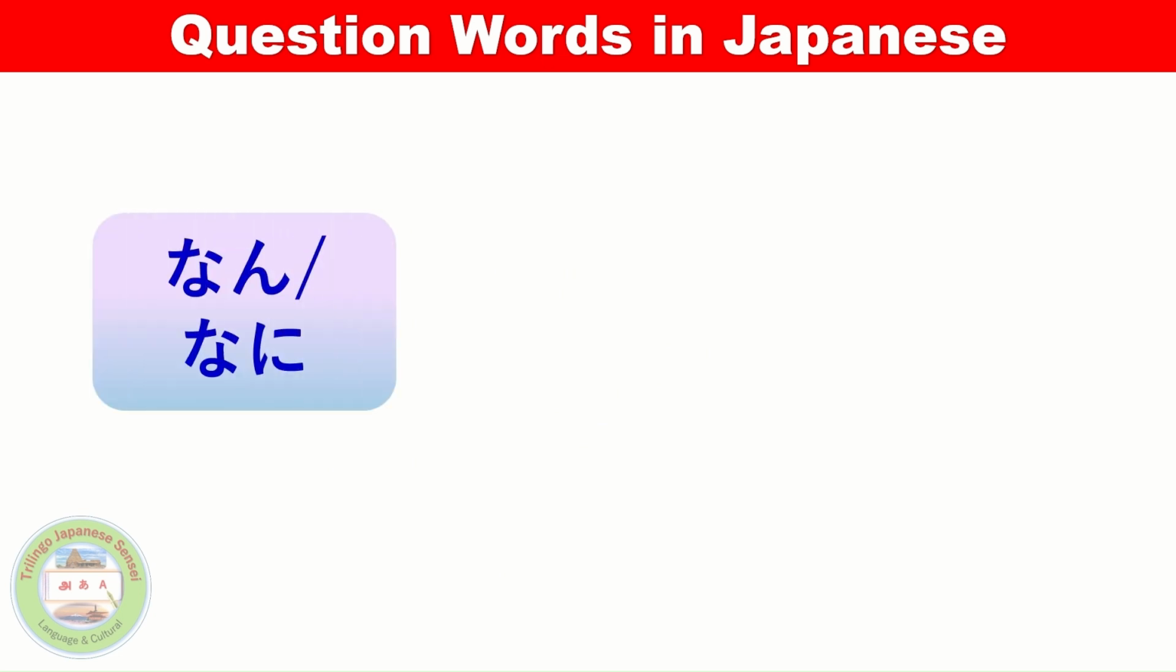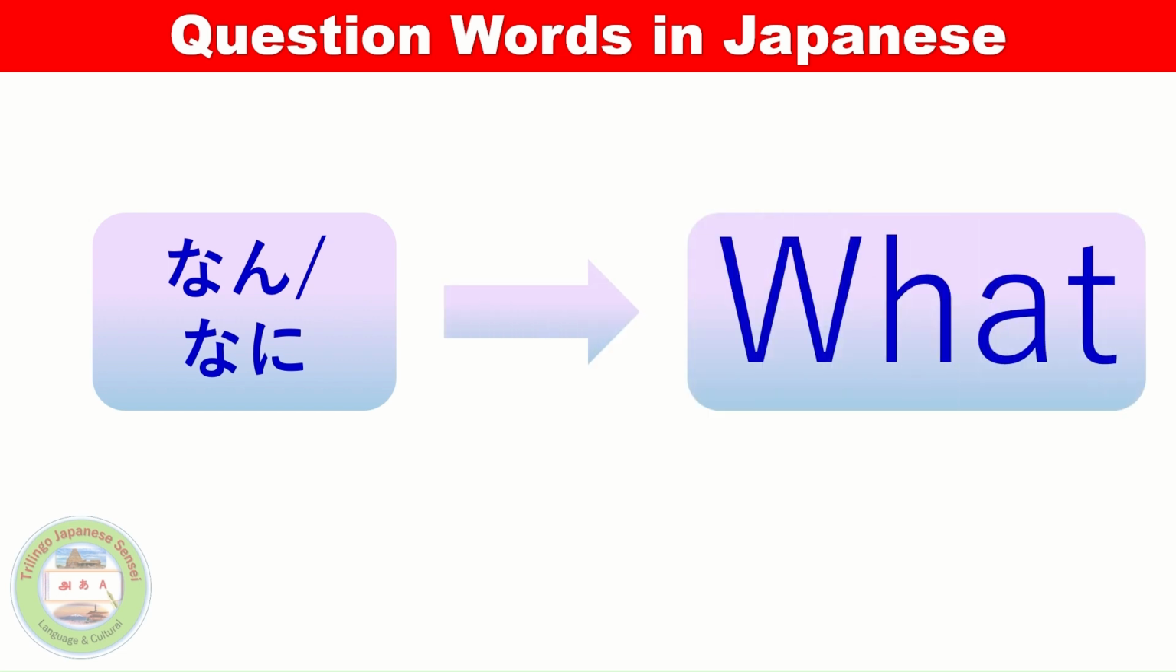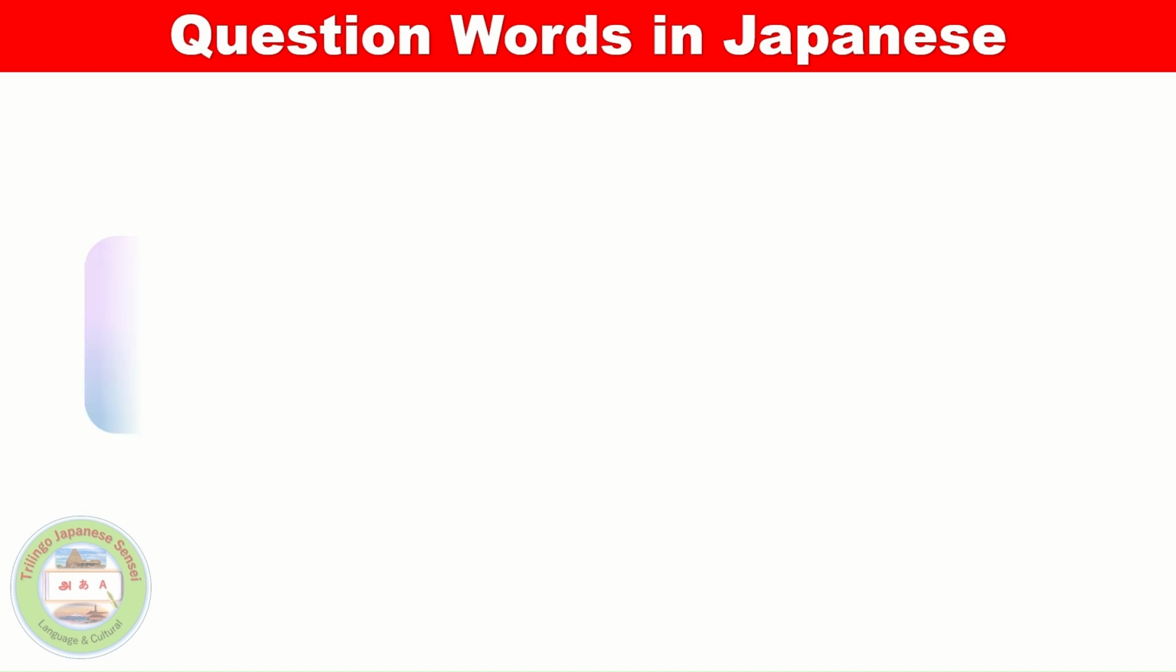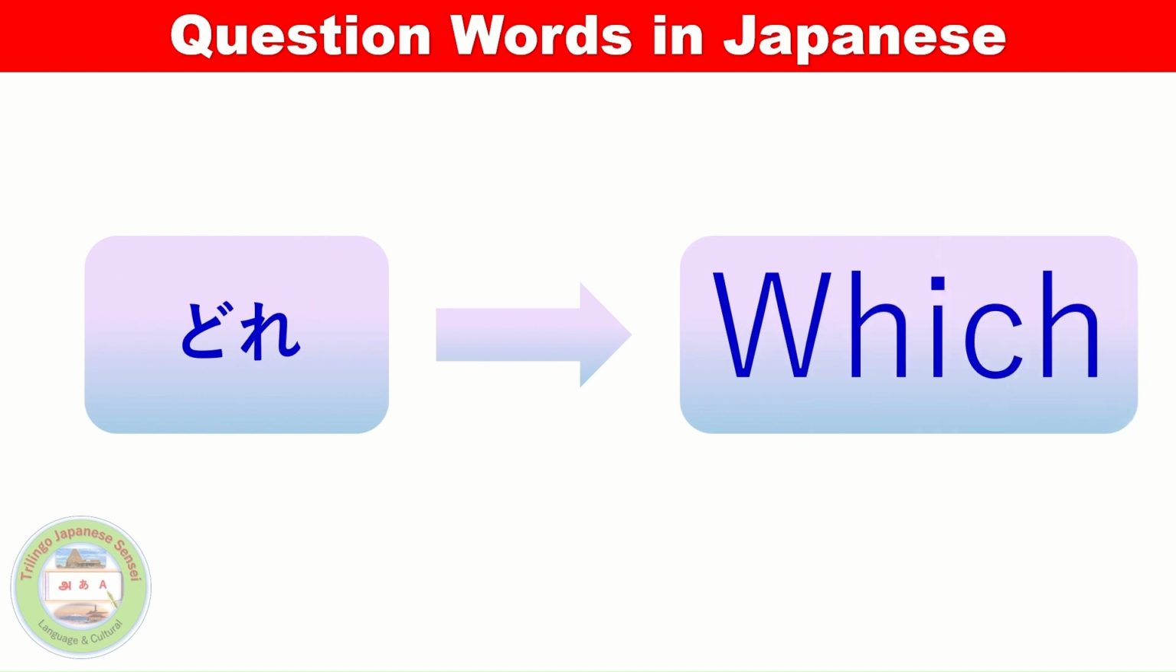The first word, nan or nani. Nan or nani means what in English. The second one, dore. Dore means which.